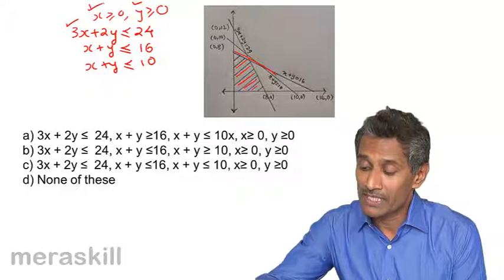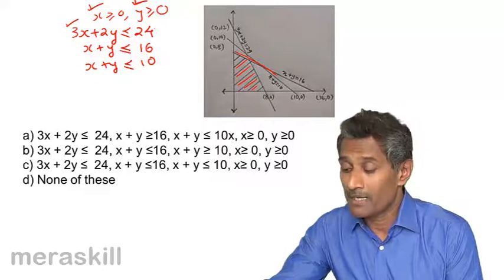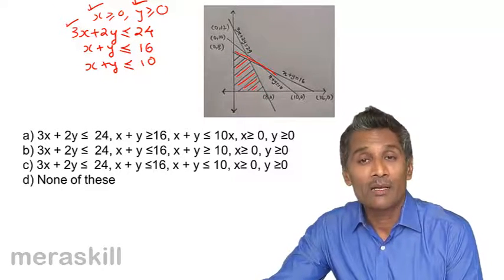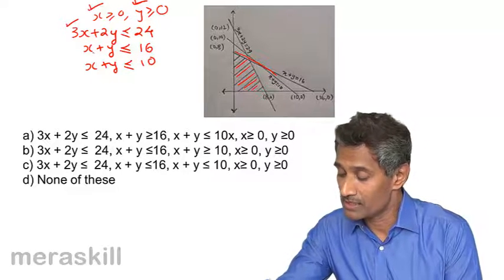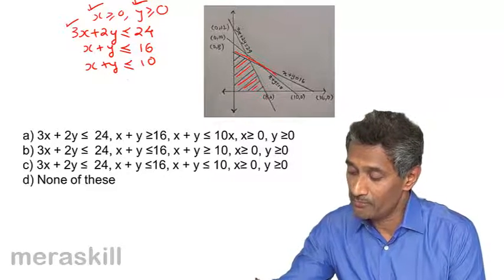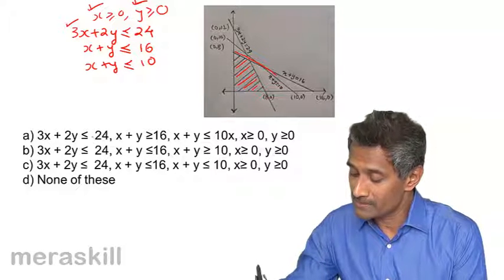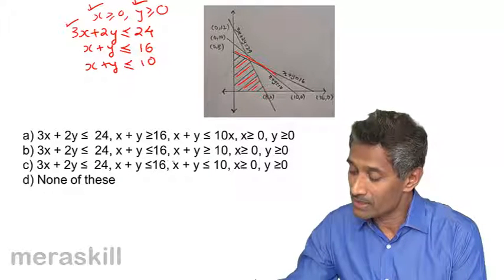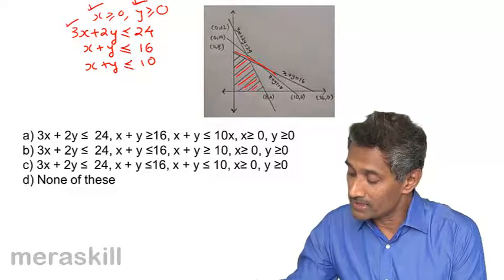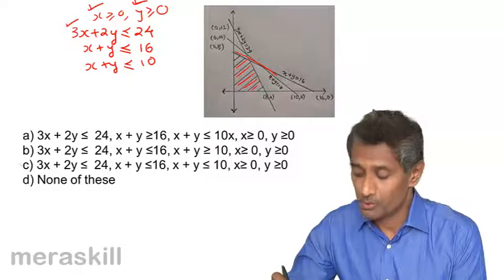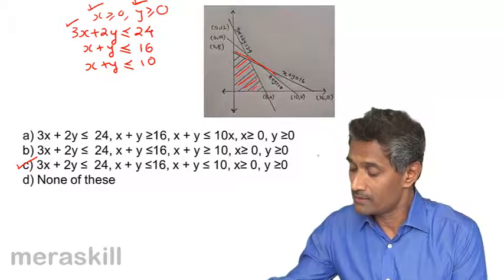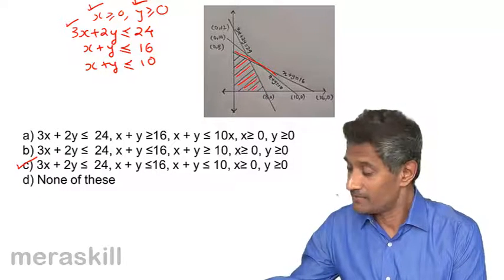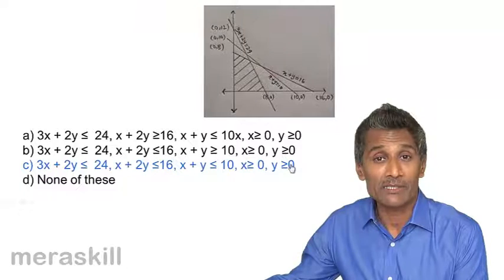So we have this region which is determined by the overlapping of the regions determined by these 5 conditions. So let us see what are the conditions that are involved over here. So we have 3x plus 2y less than or equal to 24 in all these options, and x plus y is less than or equal to 16, and x plus y less than or equal to 10, so it is going to be option number C, as we see from all these. Let us check once again, and hence we have this particular region.